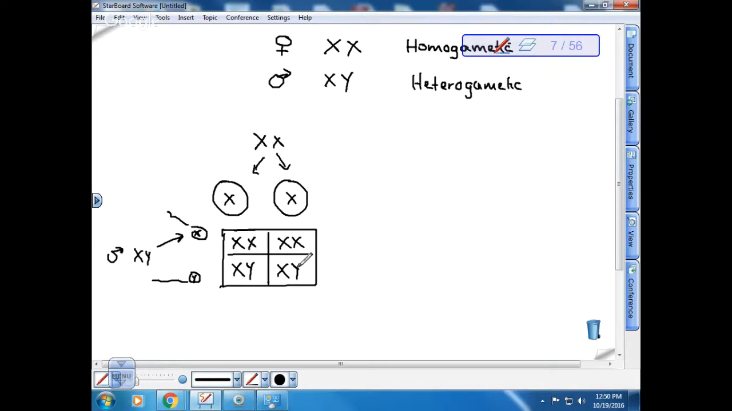Okay. So on average, we predict that half of the babies would be male and half of the babies would be female. One of the really interesting things that we do find is that more baby boys are conceived. So it is thought that the sperm with the Y chromosome actually might be faster.